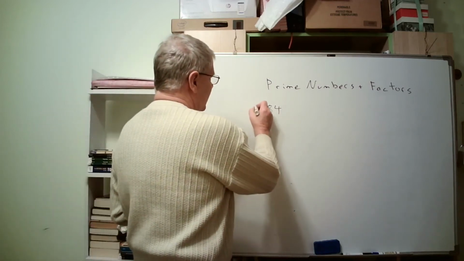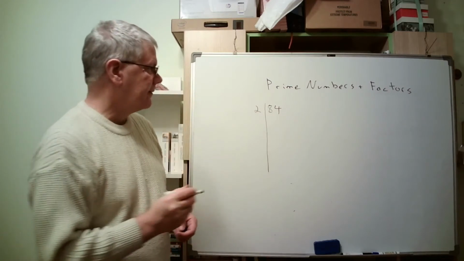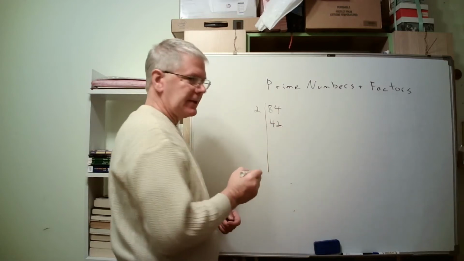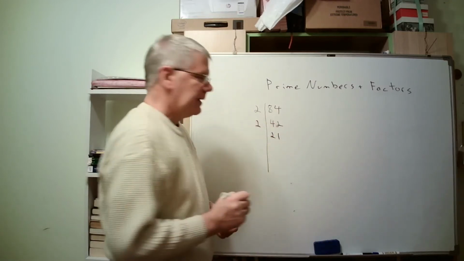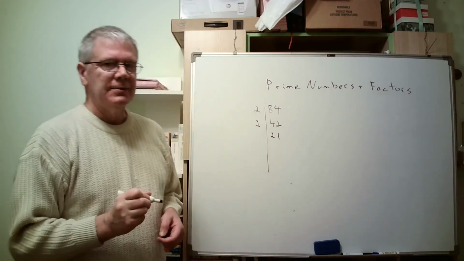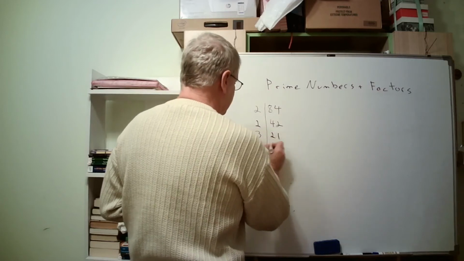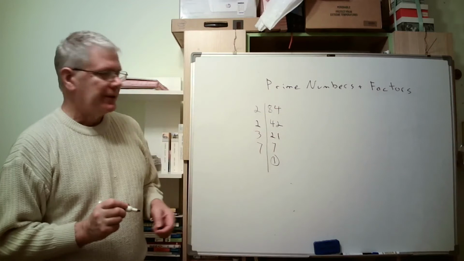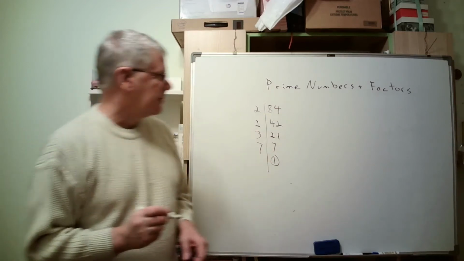If I divide this by 2, that's the smallest prime that goes into 84. If I divide by that, I get 42. That divides by 2. I get 21. That doesn't divide by 2. The next prime is 3, and that works. That gives me 7. 7 is prime, and I stop when I get to 1. If you're doing this in a computer program, you can look for the 1, and that's when you stop.